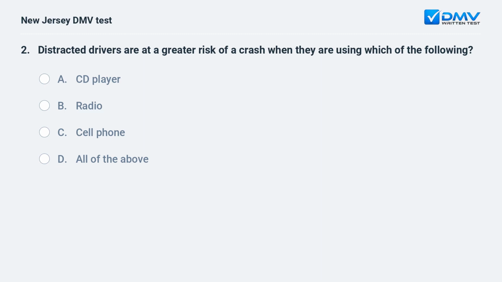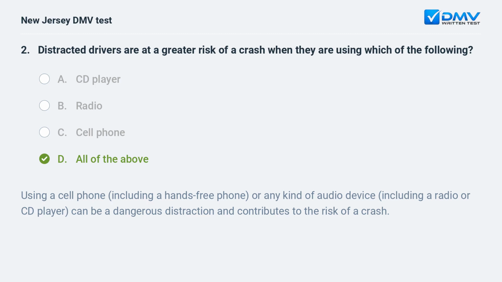Distracted drivers are at a greater risk of a crash when they are using which of the following? A. CD player. B. Radio. C. Cell phone. D. All of the above. D. All of the above. Using a cell phone, including a hands-free phone, or any kind of audio device, including a radio or CD player, can be a dangerous distraction and contributes to the risk of a crash.